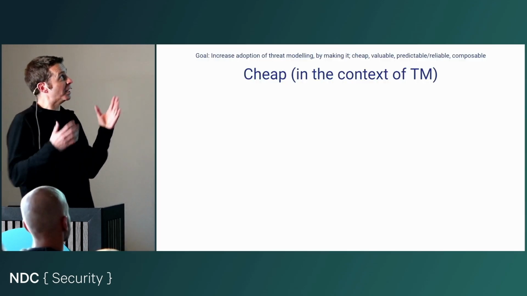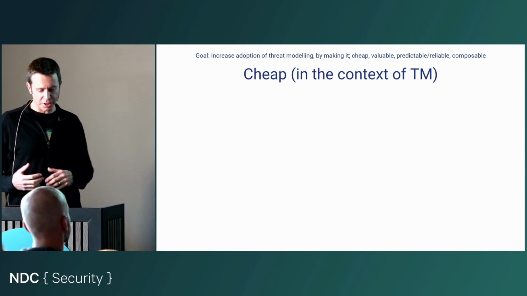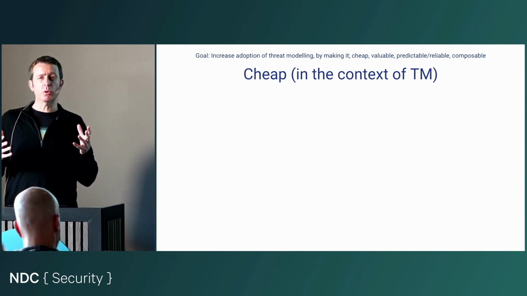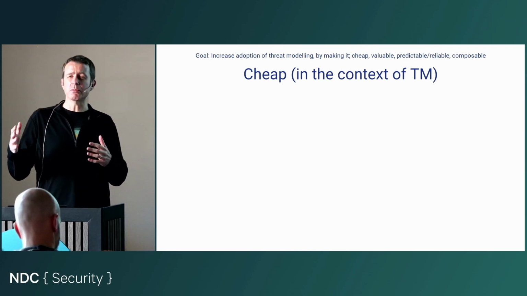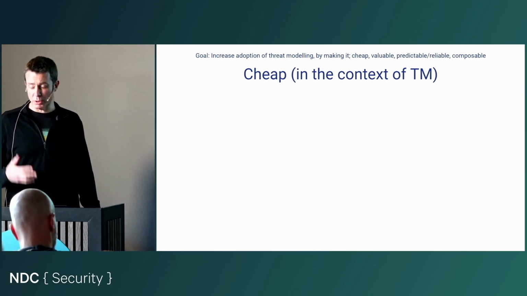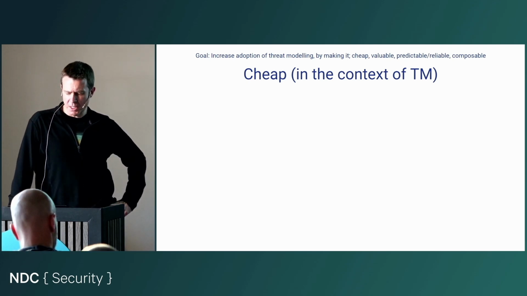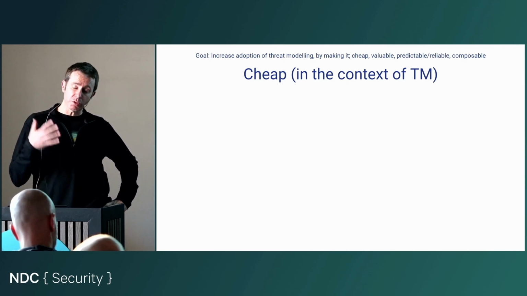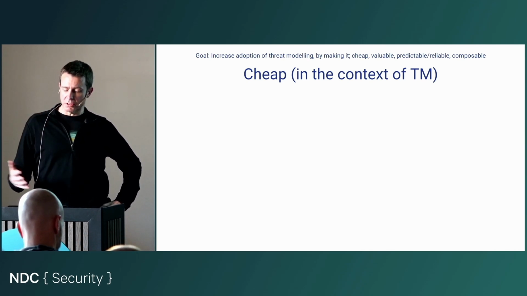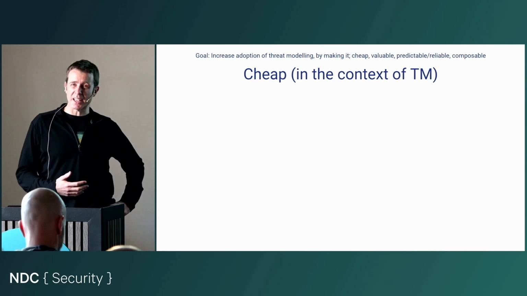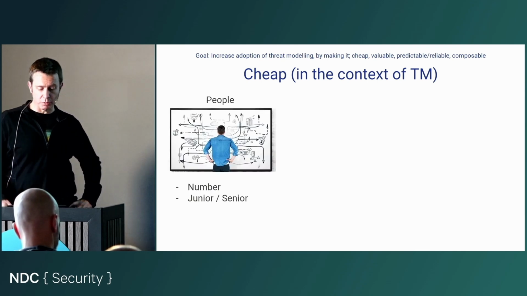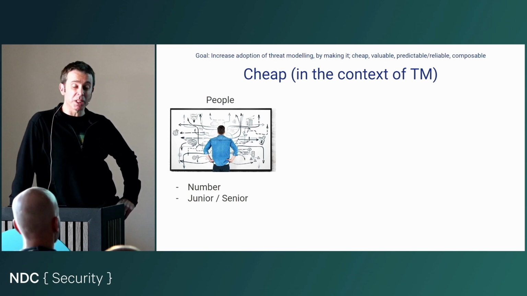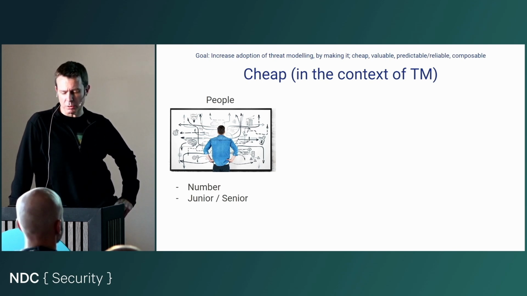So, back to our first property, cheap, in the context of threat modeling. We all know we want the input to the threat modeling process to be as cheap as possible. No one wants to force teams to do more work than they should when they help out with a threat model. So we need to think of the ways that threat modeling introduces cost to the teams you work with and evaluate how that could be minimized. People is the first one that I would suggest. How can you minimize the people cost of working on a threat model?